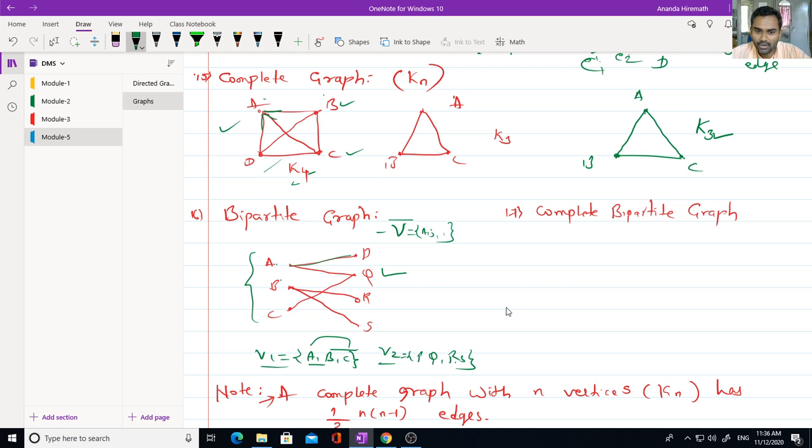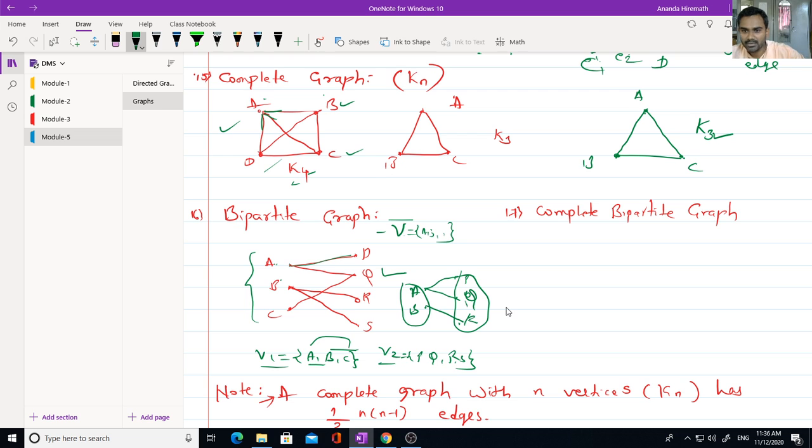I can draw one more bipartite graph so that it will be clear. Say A, B, P, Q, R. Now I can make two groups, A, B on one side and P, Q, R on the other side, so that the edges go between them. Now I can call this a bipartite graph because we can make two groups of vertices. This is one group and the other is P, Q, R. Such graphs are called bipartite graphs.